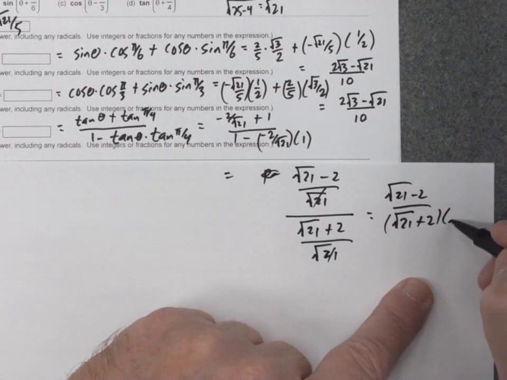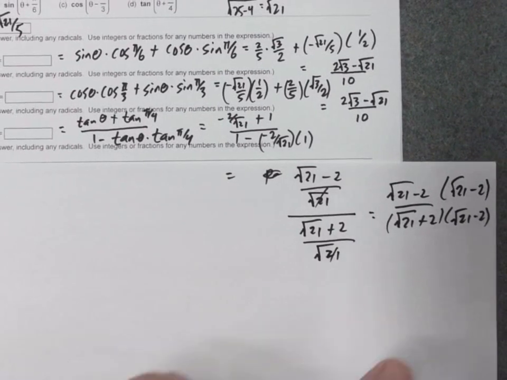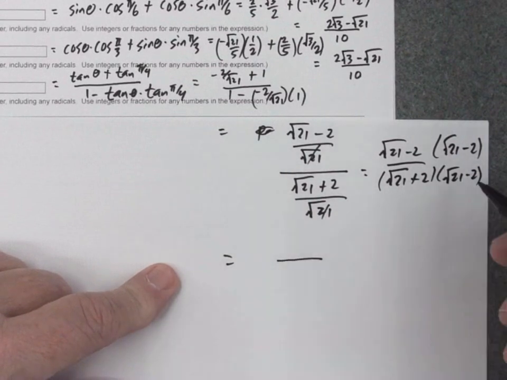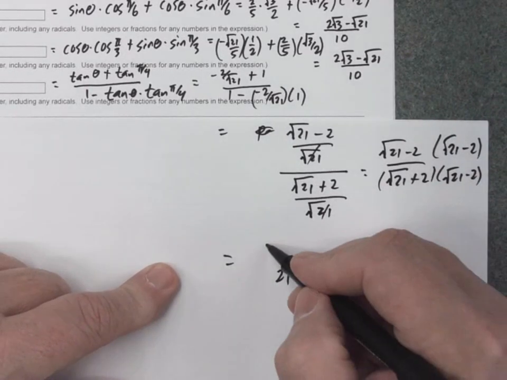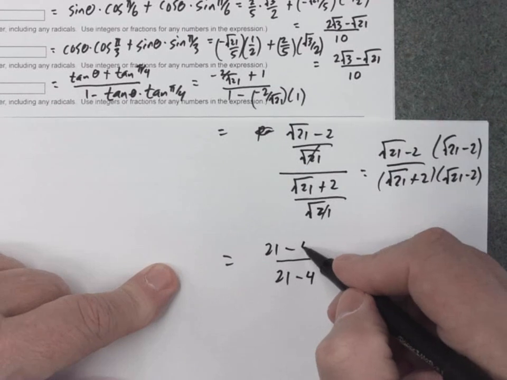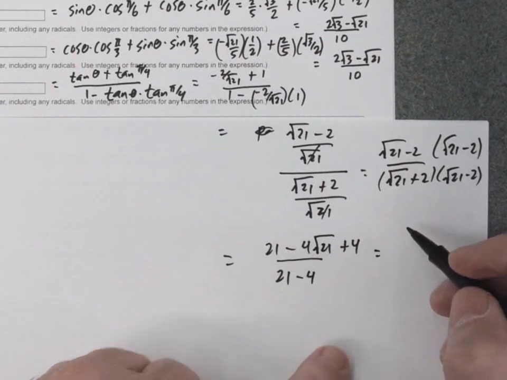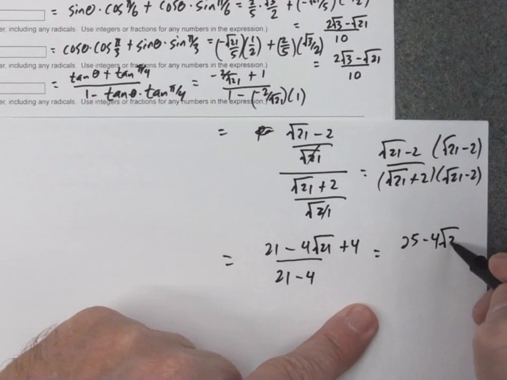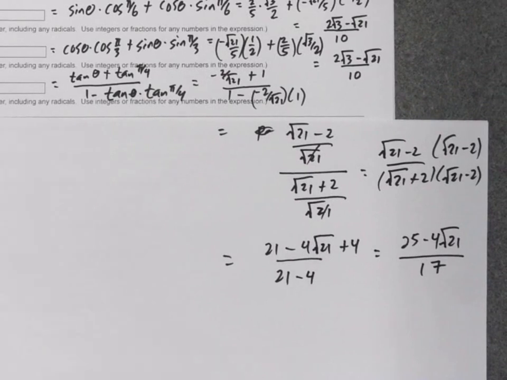I need to rationalize this, so multiply top and bottom by square root of 21 minus 2. The bottom, I can do a shortcut. It's just going to be 21 minus 4. So this is going to be 21 minus 4 square root of 21 plus 4. So hopefully you get 25 minus 4 square root of 21 over 17. And thankfully that is correct.